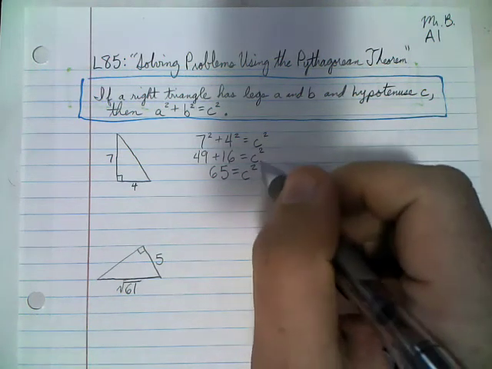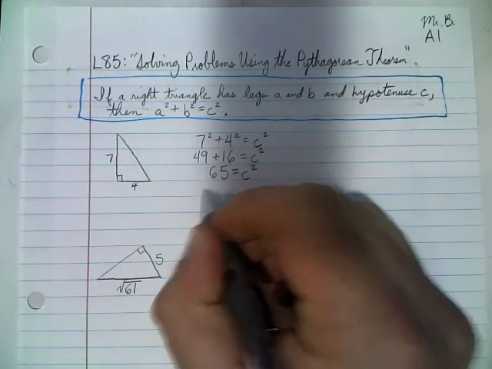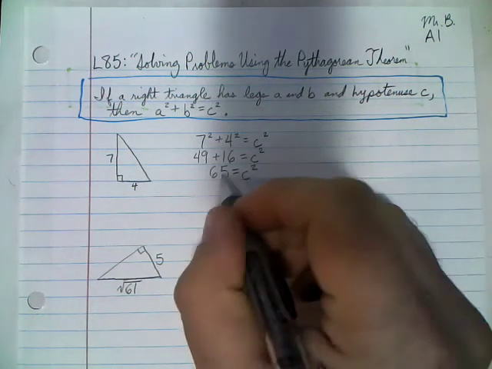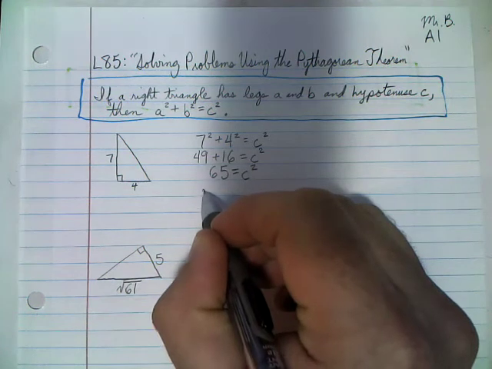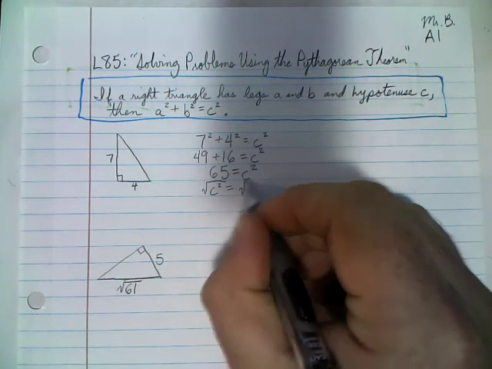And now we're ready to solve. In order to cancel out a square, we'll need to take the square root of both sides. And when I do that, I'm going to use the symmetric property of equality. I'm going to flip the two sides here real quick. So the square root of C squared equals the square root of 65.